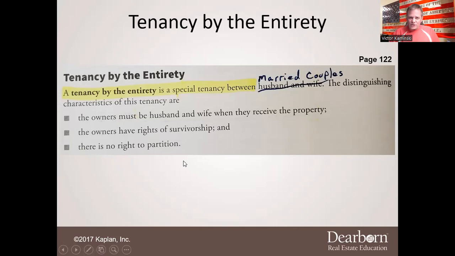If you want to partition your property, you're married to somebody and they don't want to move. If you're at the point that you think that you could take them to court to force them to sell the property, you got other issues you got to deal with first, right? So there's no right of partition because that's what partitioning is, right? Suing your co-owner, forcing them to sell or divide the property. Yeah. So there's no right to partition for married couples.